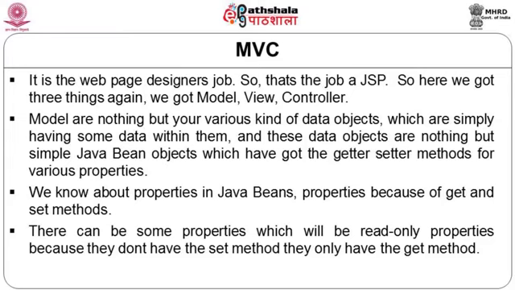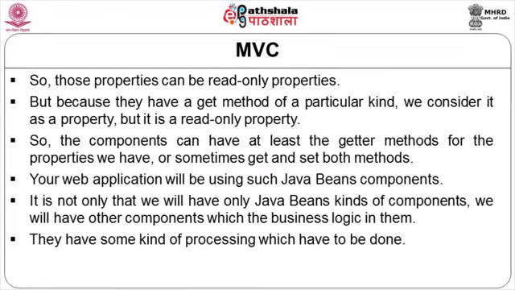Models are nothing but your various kinds of data objects, which simply have some data within them, and these data objects are simple Java Bean objects which have get and set methods, the various properties. We know about properties, because of get and set methods. Of course, there are some properties which may be read only, because they do not have a set method, they only have a get method. Because it has a getter method of a particular kind, it counts as a property, but it is read only. So, the components can have at least the getter methods for the properties, or sometimes both get and set methods.